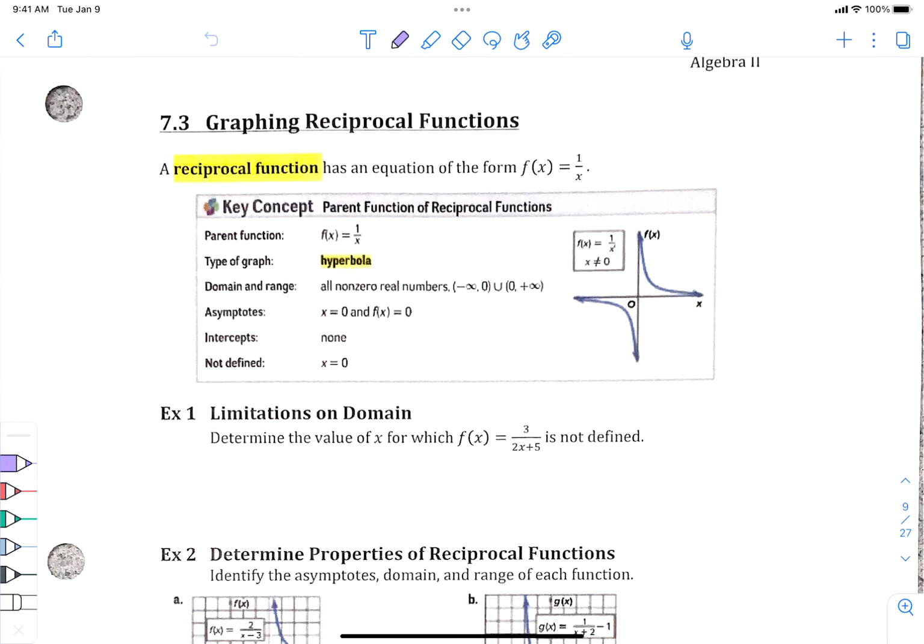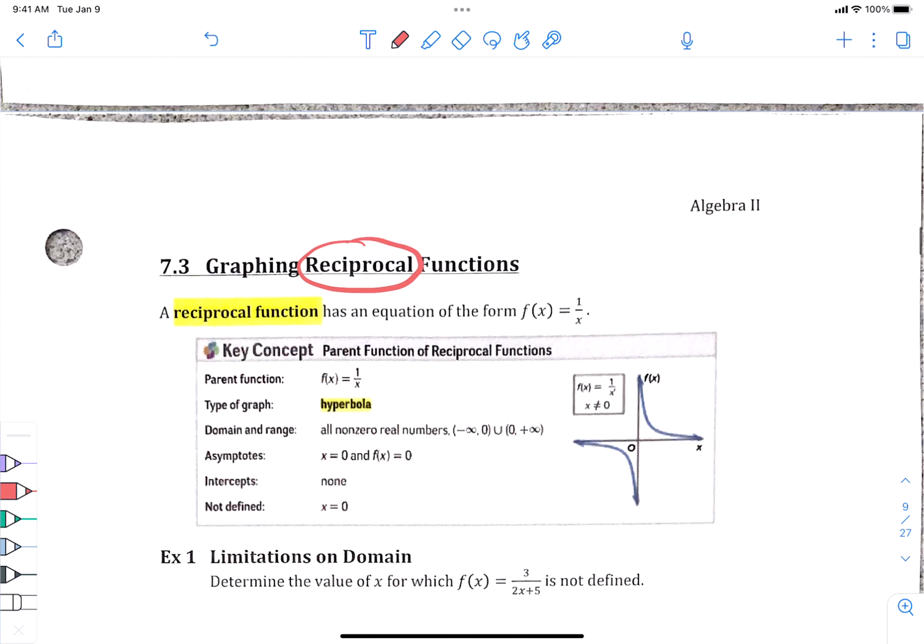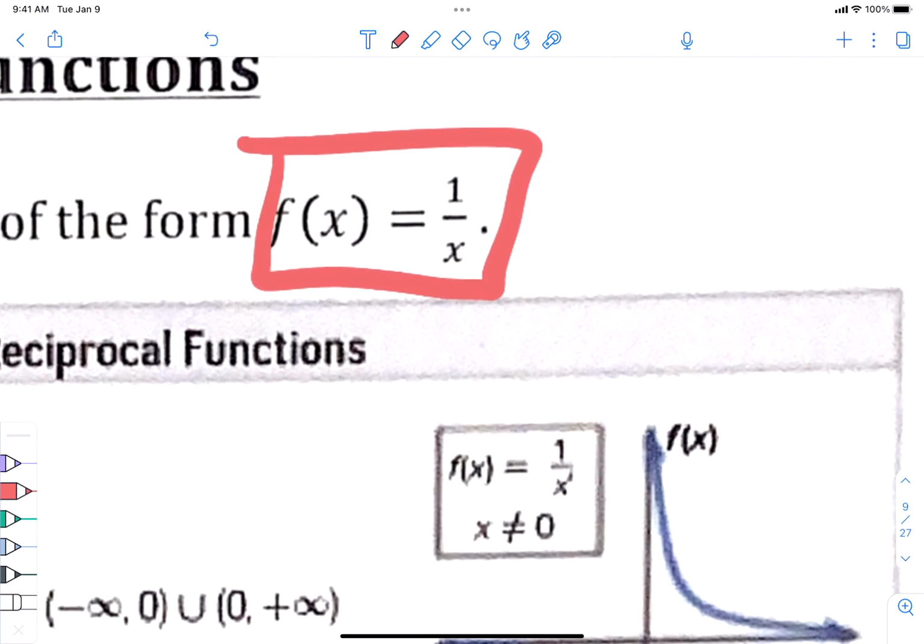This is section 7-3. We are boot scooting right along. This is only going to take one day to do, unlike 7-1, 7-2, but this is graphing. And I know that we don't think graphing is very pleasant, but, you know, it's not too bad. So, graphing reciprocal functions. We actually know what a reciprocal function looks like when you graph it. The parent function for a reciprocal function is 1 over x.